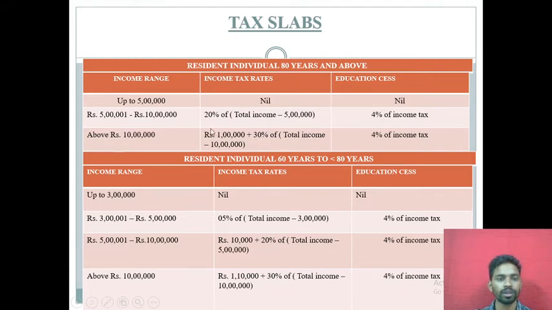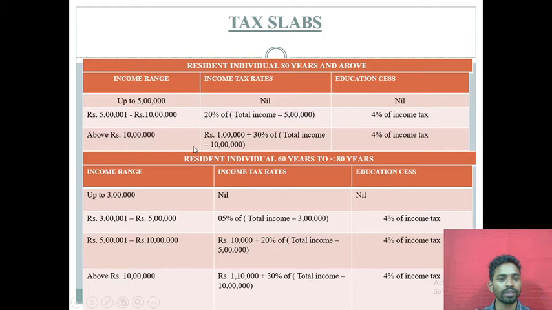But for rupees 5 lakh 1 up to 10 lakh, he or she has to pay 20% tax on the income. It means the total income minus 5 lakh, and on whatever amount comes, you have to pay 20%, with the education cess of 4% on income tax.